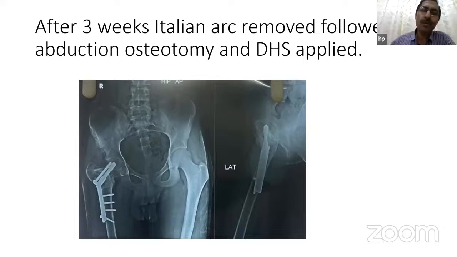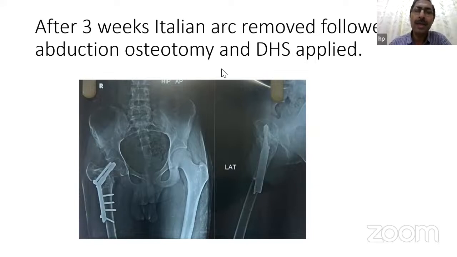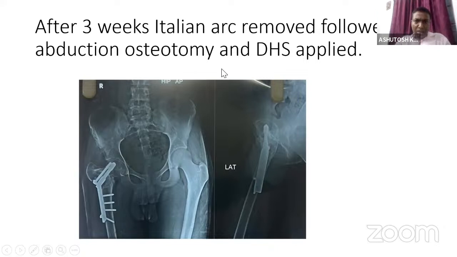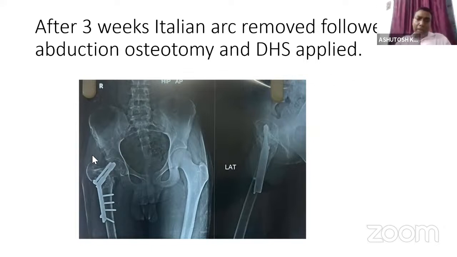Ashutosh, I want to ask one question. This was a 5-year-old injury. Patient presented with coxa vara. It means the fracture site, everything has healed around the hip joint. So with the healed neck shaft angle, how are we able to get a correction? Sir, I had not got the correction.